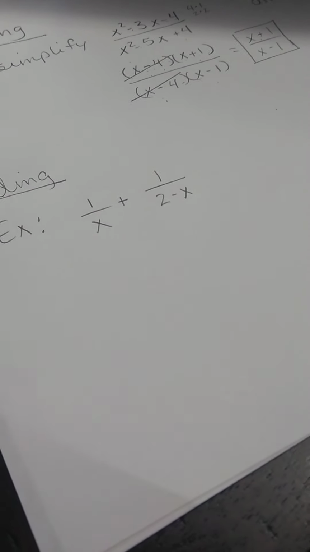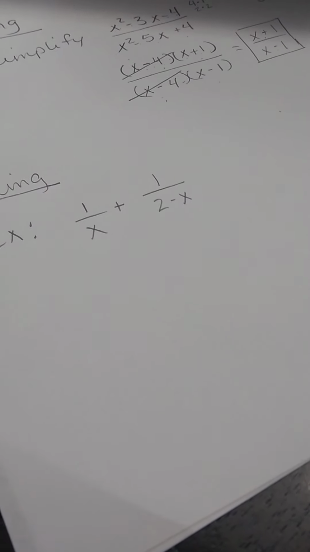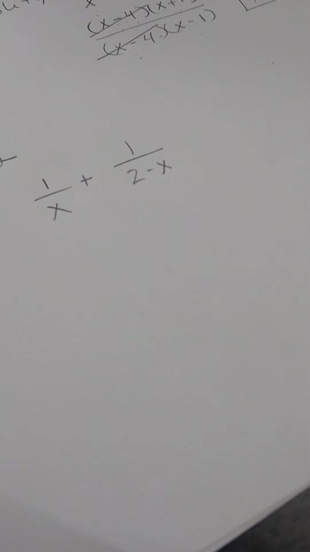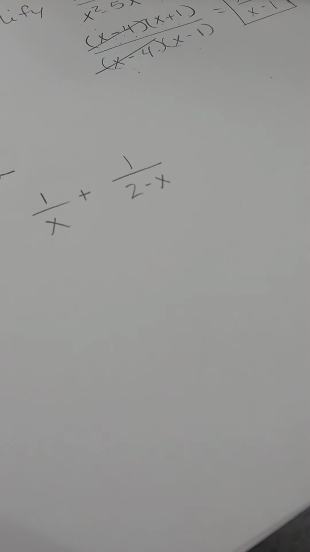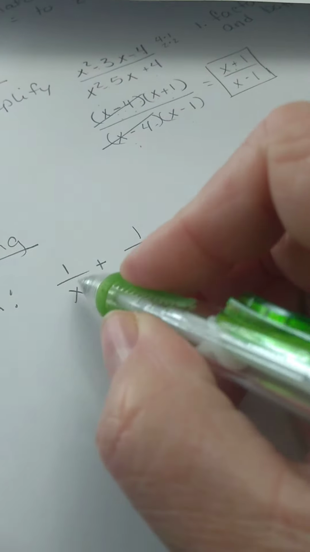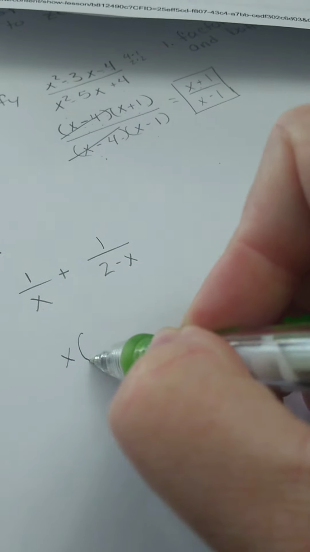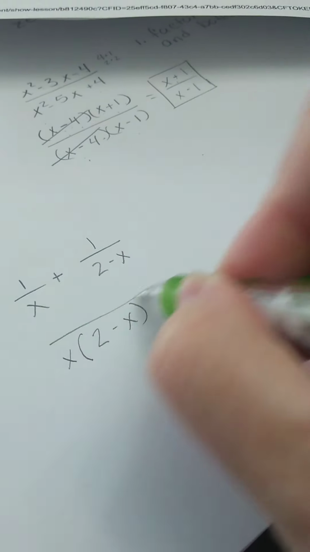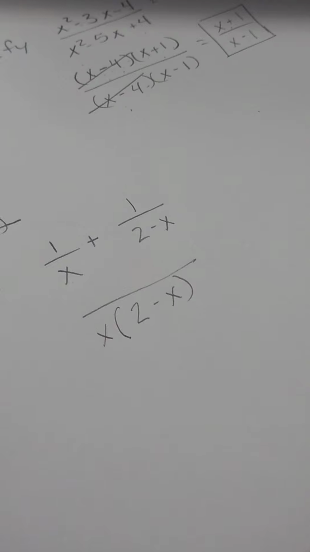All right, just like in adding regular fractions, which you did a long time ago, I know you haven't done it in a long time, you have to get a common denominator, okay? Maybe you had 1/2 plus 1/5, and you just multiplied 2 times 5 together to get your common denominator, right? You just multiplied your two denominators together. Well, that's exactly what you're going to do here. You're going to multiply your two denominators together. So you're going to have x times 2 minus x, and that's going to be your common denominator, okay?